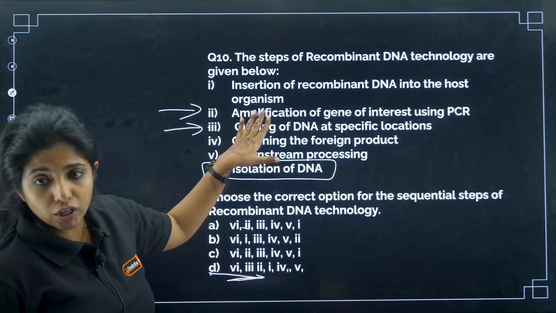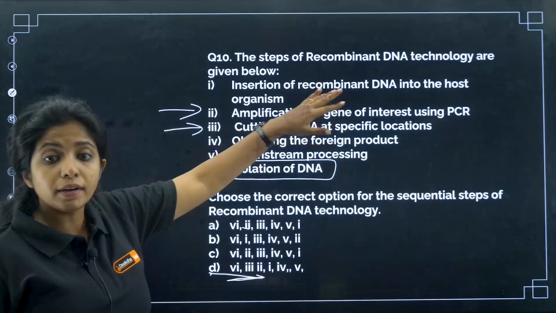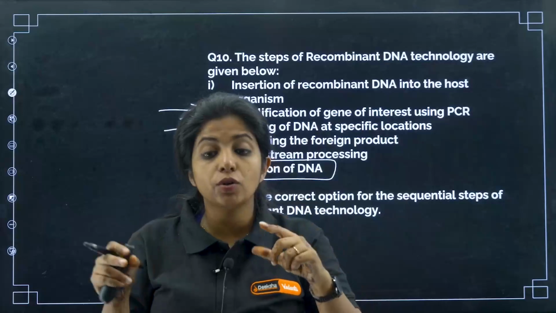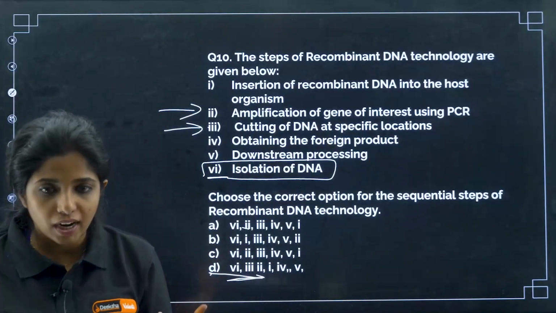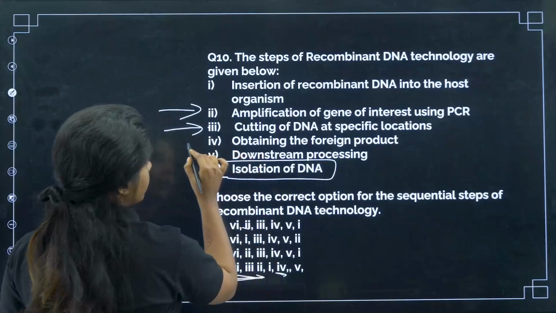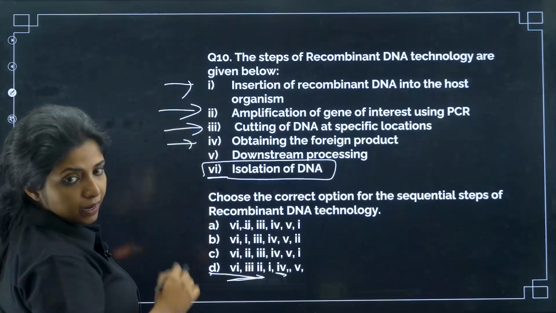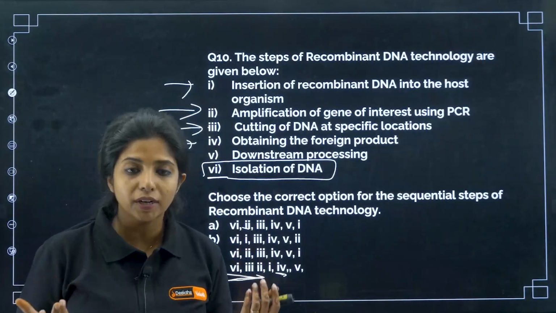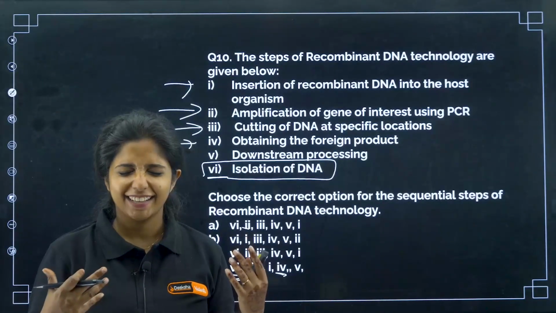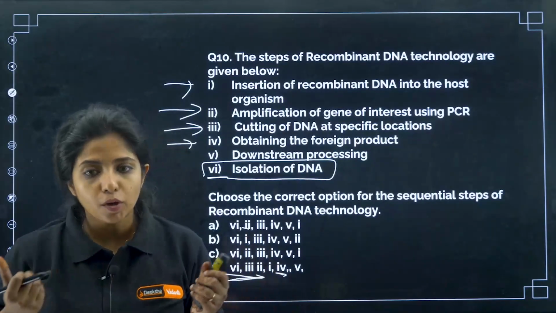After amplification, what do you do? Insertion of the recombinant DNA into the host organism. You take this DNA and insert it into the host organism, where it will be dividing itself. After that, the fourth one, obtaining the foreign product. Obviously, after putting it in there, it will give rise to its protein, so the foreign product will be obtained.